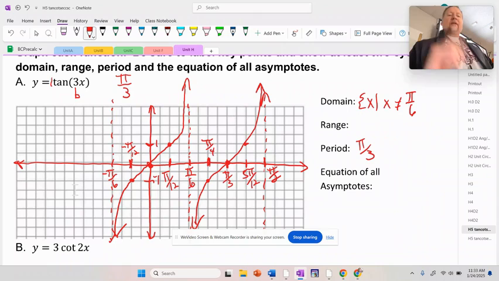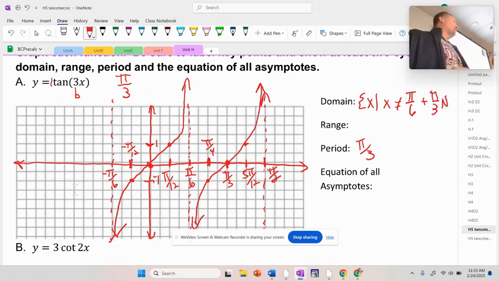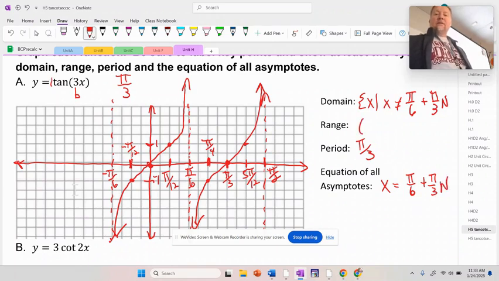Pi over 6. You could put negative pi over 6 there. You could put pi over 2 there. Does not matter. But then how far away are they? The starts with the P. P-E period. Okay, everyone is pi over 3 away, which is the equation of all the asymptotes. Just turn that into an equal sign now, because these are equations of vertical lines, so it's x equals. This is never not going to be the case, right?